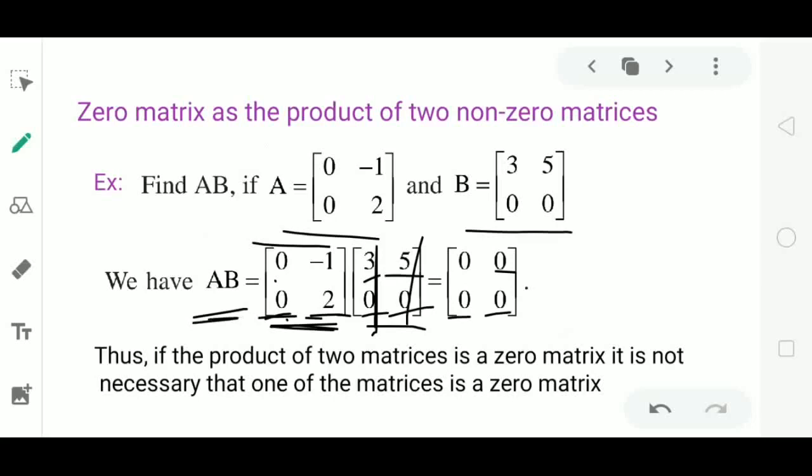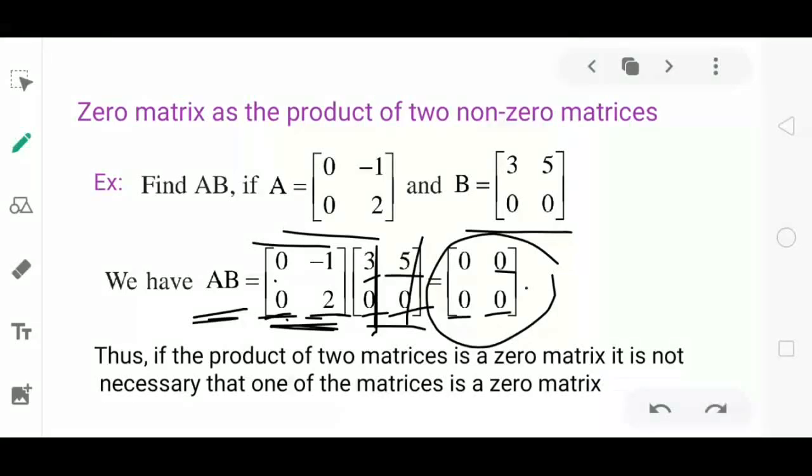The product of AB is a matrix containing all elements 0. We already know that a matrix containing all elements 0 is a 0 matrix. So here we are getting the product of AB as a 0 matrix, even though the given matrices A and B are not 0.